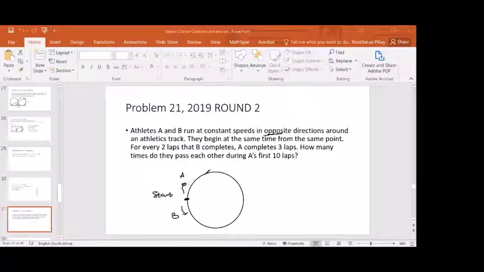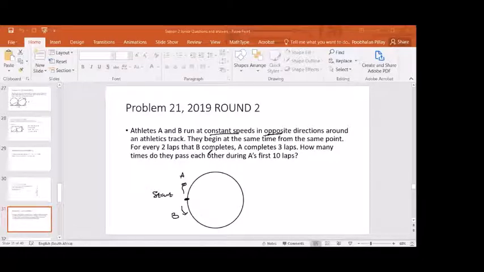Obviously, it's a circular track, so they are going to meet somewhere. But they just carry on running at the same constant speeds. They don't stop and say hi or anything like that. They just carry on running at their own speed. So A goes round and round, and B goes the other direction, round and round. So you would expect them to meet several times.